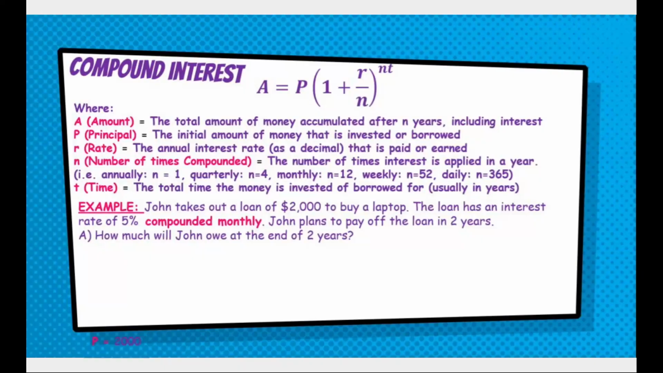So here we're going to look at where John takes out a loan of $2,000 to buy a laptop. The loan has an interest rate of 5% compounded monthly. John plans to pay off the loan in 2 years. How much will he owe at the end of 2 years? So keep in mind, think about this when we're borrowing something. Before we do this problem, you buy a $2,000 laptop. At the end of 2 years, you finally pay that laptop off.